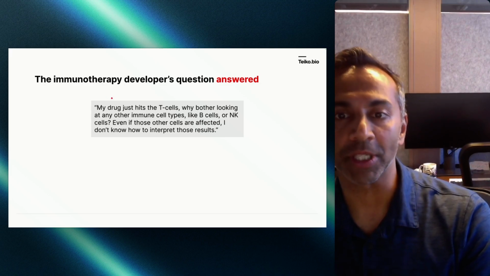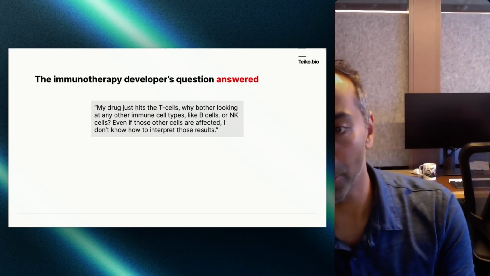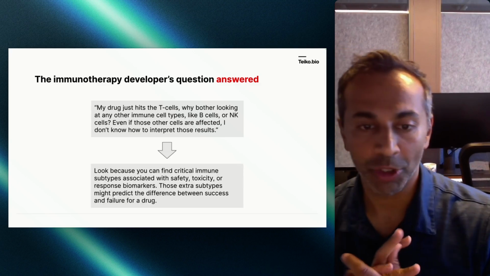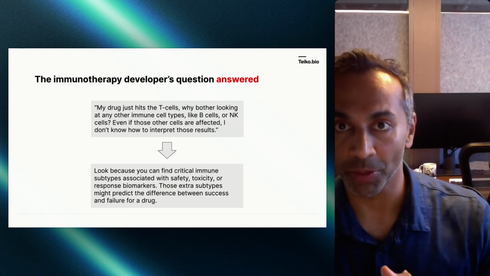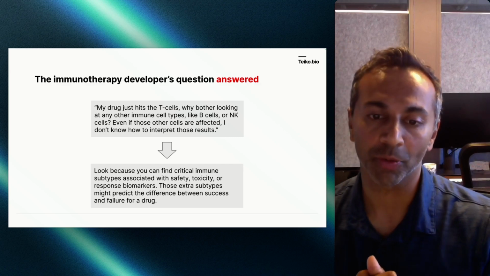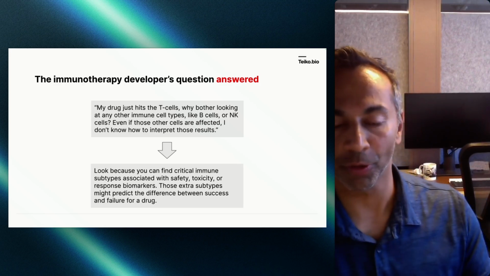My drug just hits the T cells. Why should I bother looking? Even if all those other cells have affected, I don't know how to interpret those results. Our suggestion is you should look because you can find these critical immune subtypes, and these could drive potentially safety, toxicity, or response, and those extra subtypes might predict the difference between success and failure for a drug.